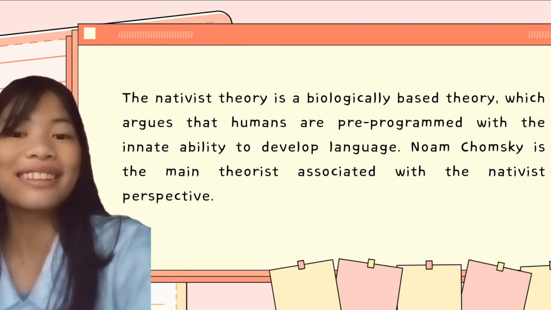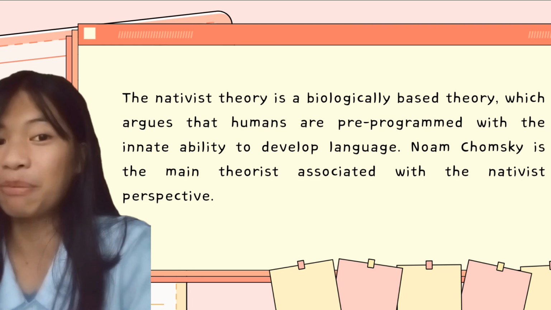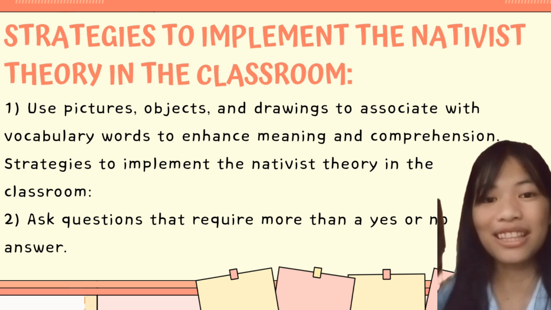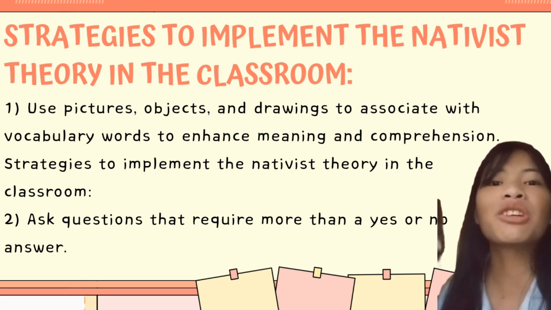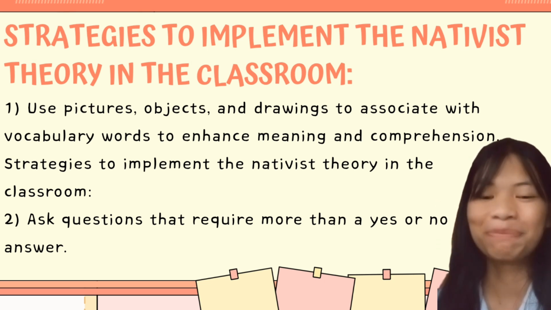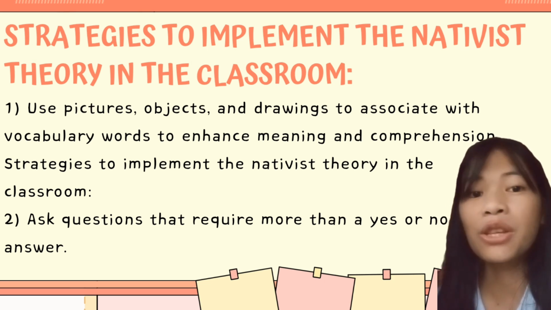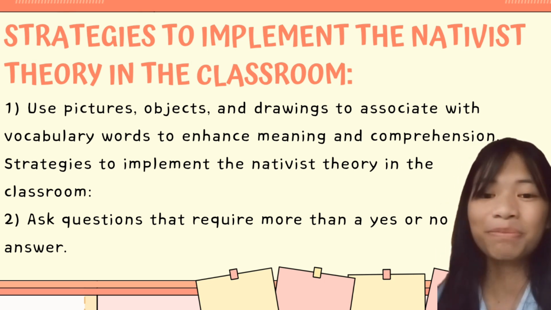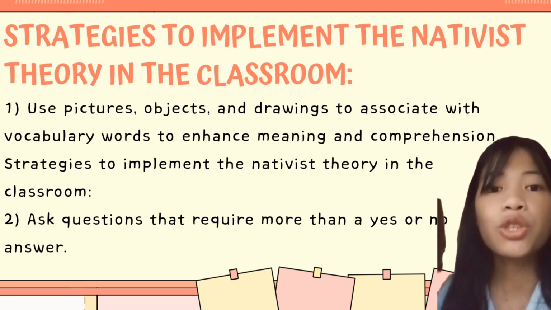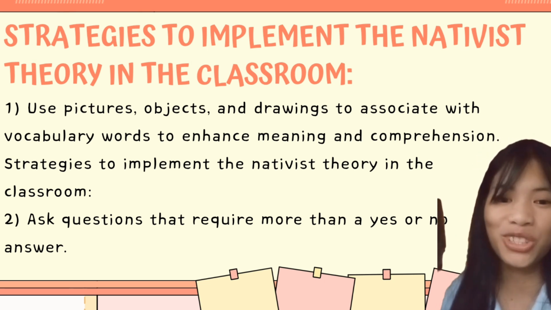Now, let's move on to the third and last part of my part, the last slide. So, how can we use this idea to help children learn? How can we use this idea to help children learn? So, I have here strategies to implement the nativist theory in the classroom. The first one is to use pictures, objects, and drawings to associate with vocabulary words to enhance meaning and comprehension.